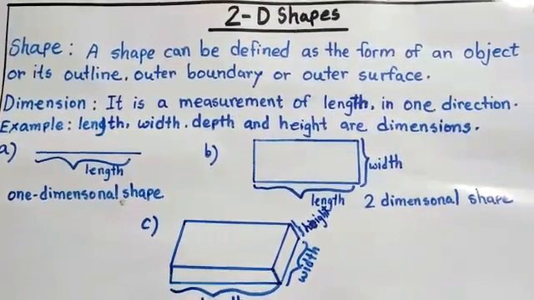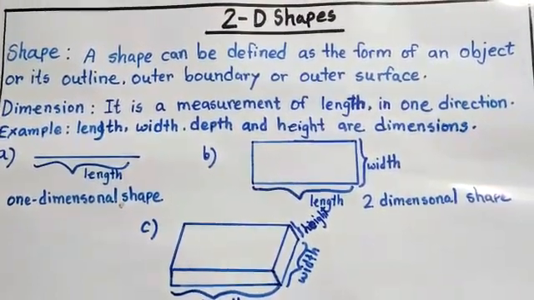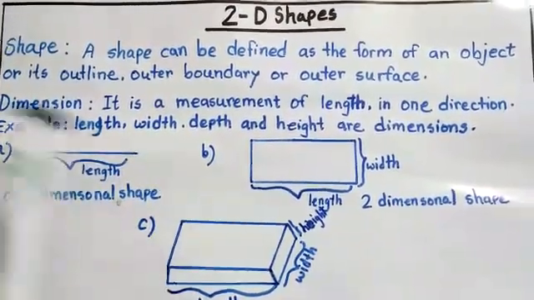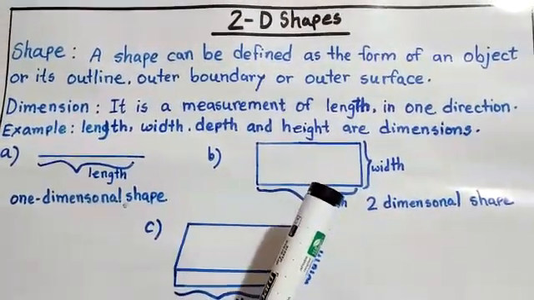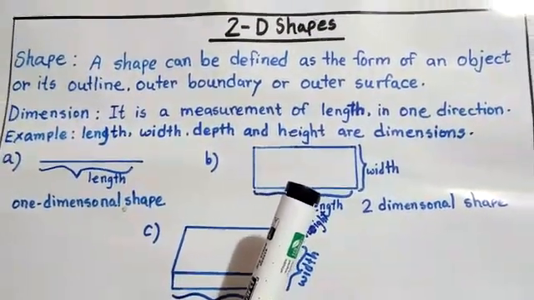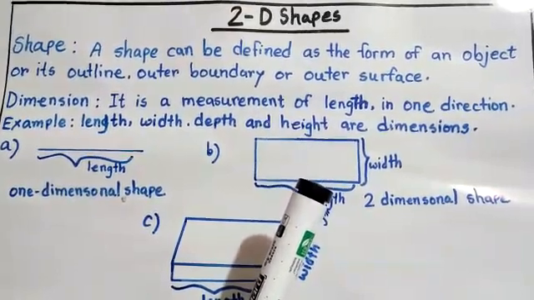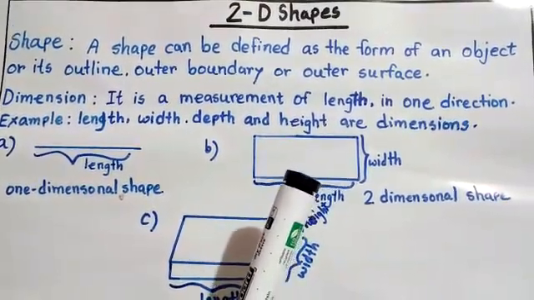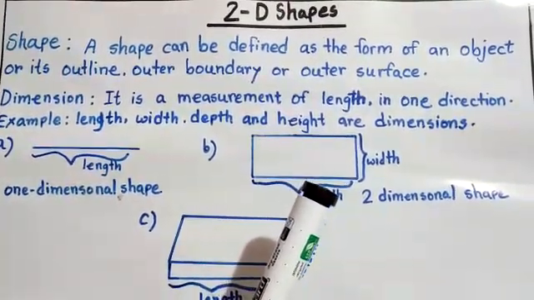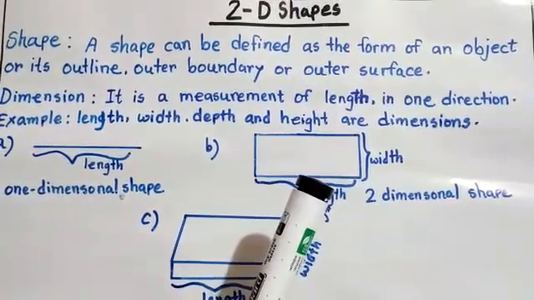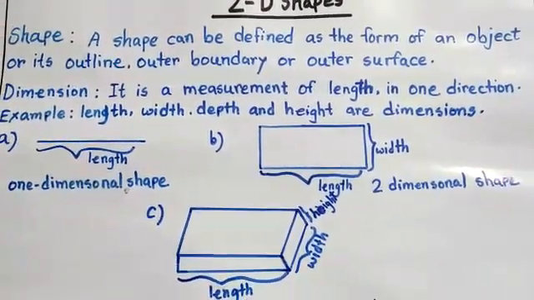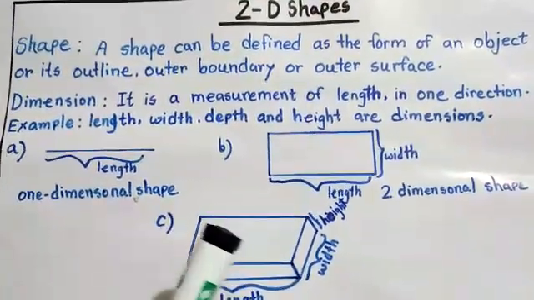Before starting the class on 2D shapes, at first we have to know what a shape is. A shape can be defined as the form of an object or its outline, outer boundary or outer surface. We can find different basic shapes such as one-dimensional shapes, two-dimensional shapes or three-dimensional shapes. Now you can ask me, what is dimension, right? Dimension is a measurement of length in one direction. Example: length, width, depth and height. They are all dimensions.